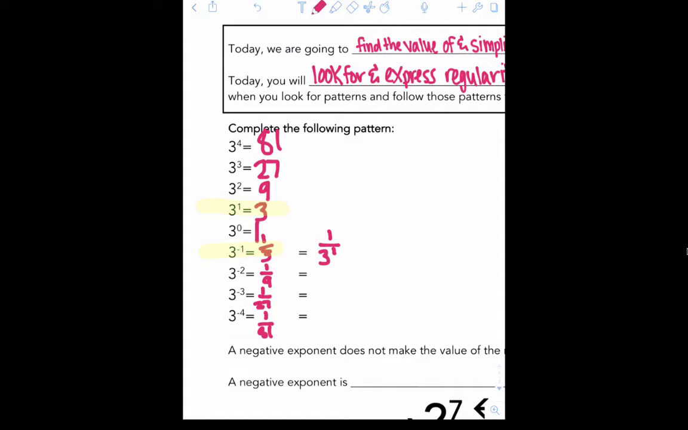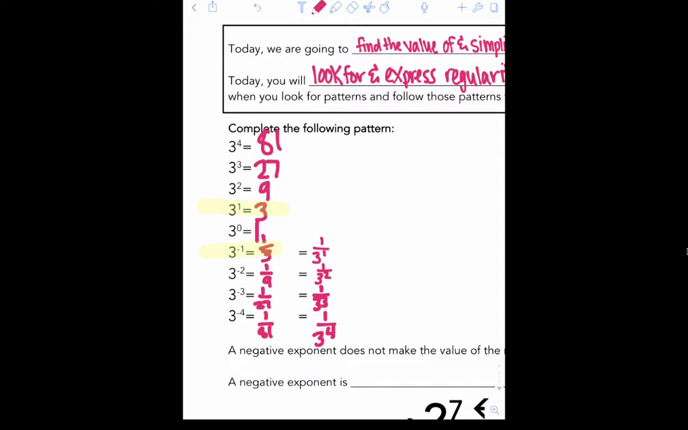Same with 3 to the 2nd and 3 to the negative 2nd. 3 to the negative 2nd is actually just 1 over 3 to the 2nd. It's just the inverse of 3 to the 2nd. Same with 3 to the negative 3rd. It's 1 over 3 to the 3rd. And 3 to the negative 4th is 1 over 3 to the 4th.